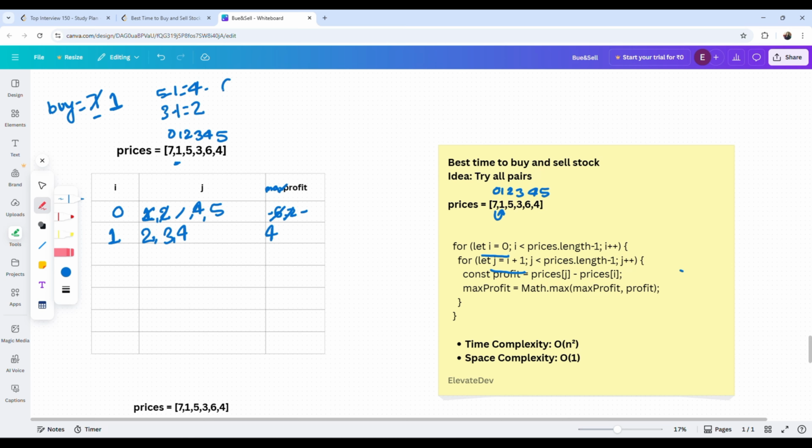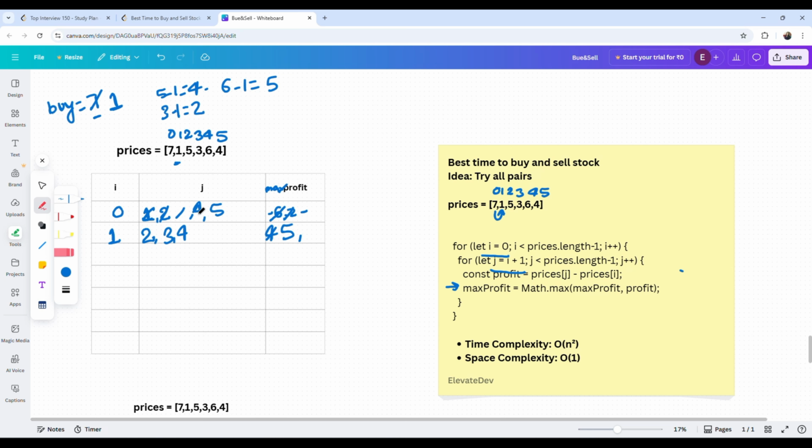So let's try to compute 6 minus 1, selling price 6 minus buying price 1, is 5. So 5 here is greater than 4, so we can maximize, we can update this profit from 4 to 5.